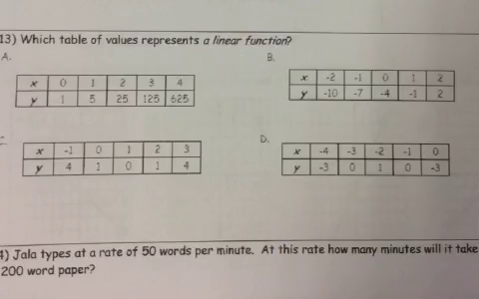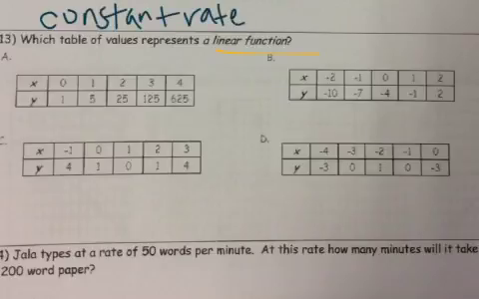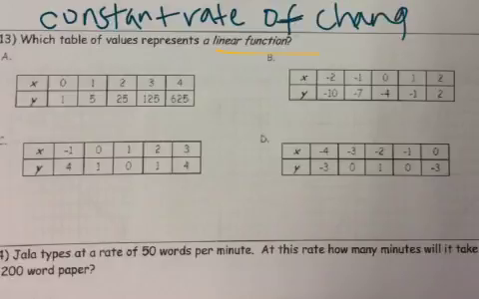All right, number 13. Which one represents a linear function? What does a linear function mean? That means it has a constant rate of change. That is the slope. That means the slope has to be constant throughout.